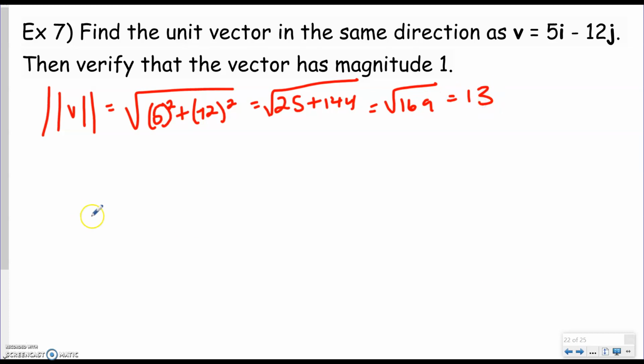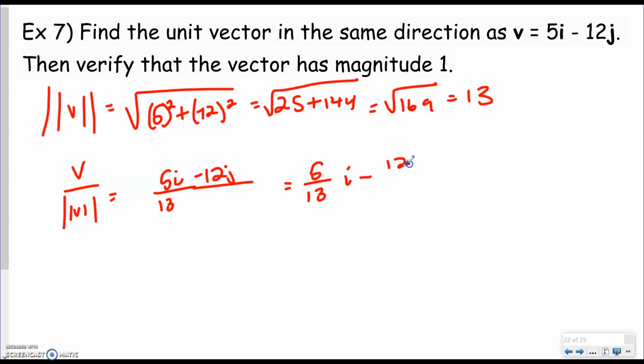So all we really have to do then is take our original vector and divide by the magnitude of that vector. Actually, I'll set it up this way: 5i minus 12j divided by 13, and then we typically split that into two components so that it looks like that. Okay, so this would be your unit vector.